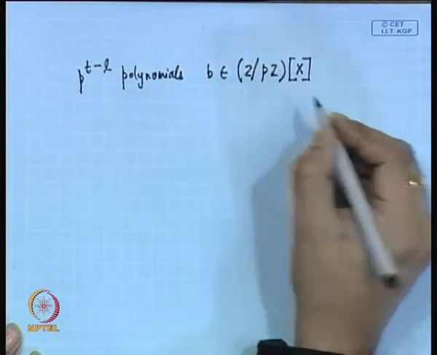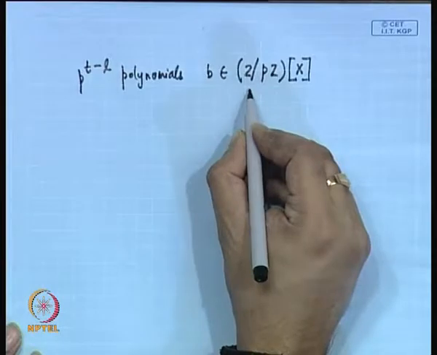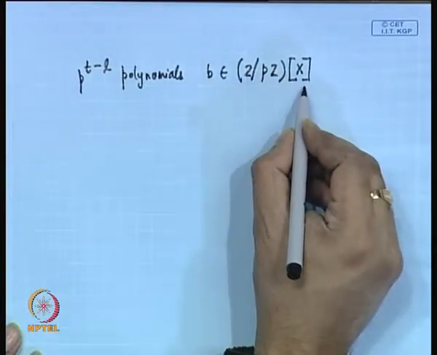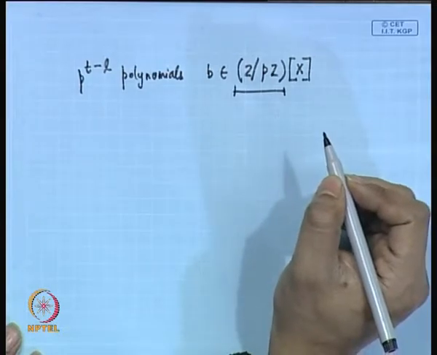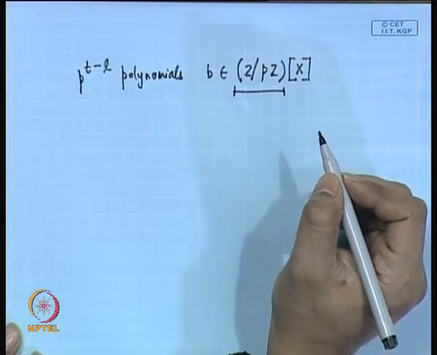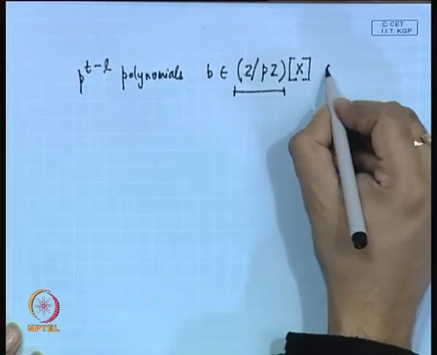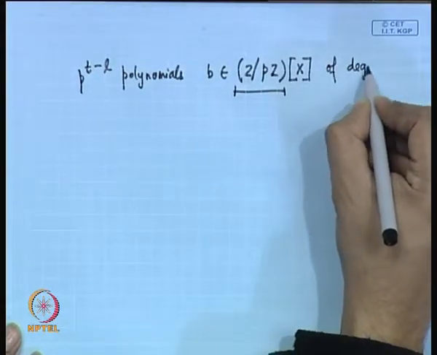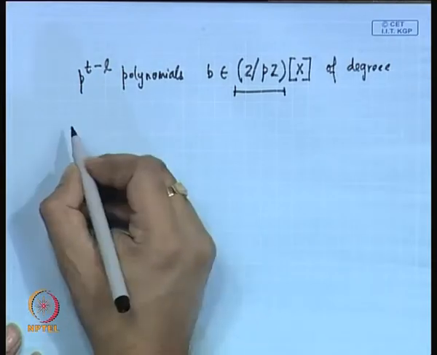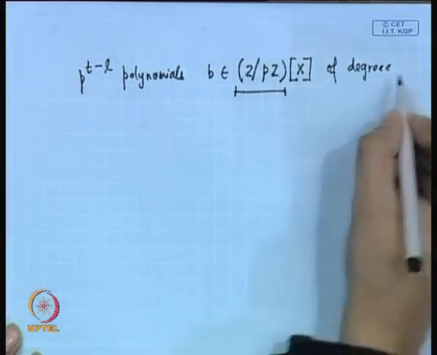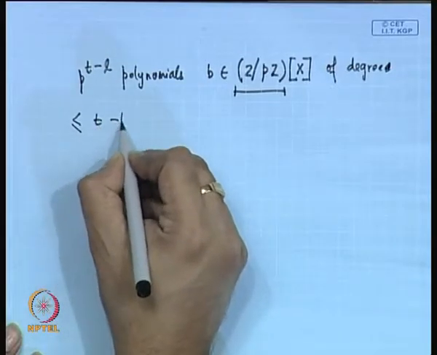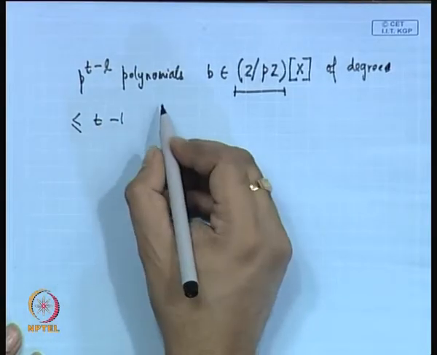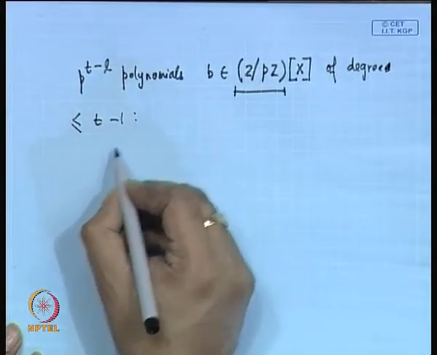Okay. So, which means that for the polynomials, the indeterminate is x and the coefficients of the polynomials belong to this set, that is, they are members from 0 to p minus 1. And the degree of these polynomials is less than or equal to t minus 1. Okay.